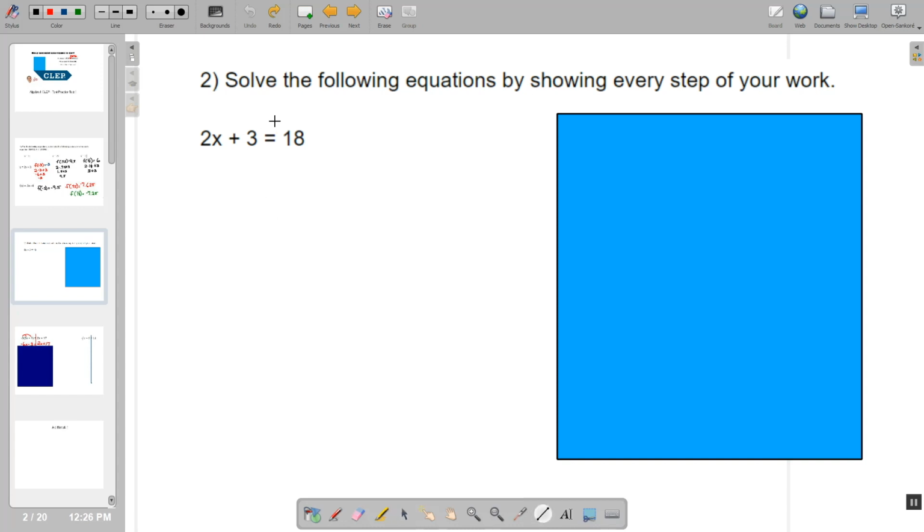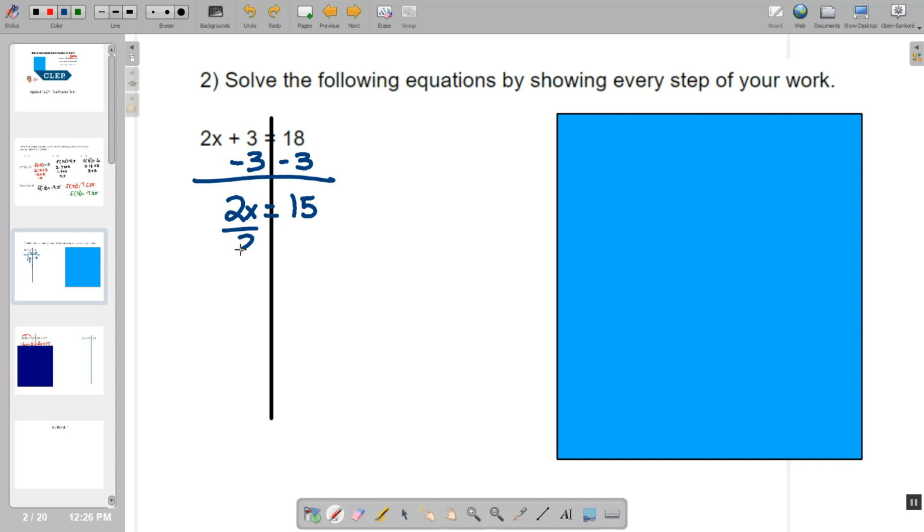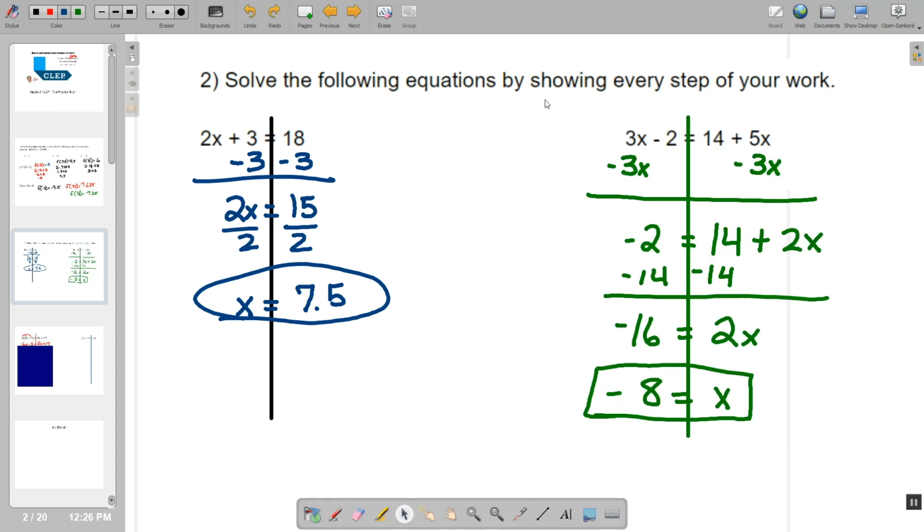Now, linear equations are where you're trying to find the value of x by getting everything away from the same side as x. Our first problem, we're going to subtract 3 from both sides. So we end up with 2x left on the left side, positive 15 left on the right side. From here, we simply divide by 2. So x, or 1x, is equal to 7.5. That will be plenty of work for the actual CLEP test. For the problem on the right, I did all of the work for you. If you have questions on that, please let me know.